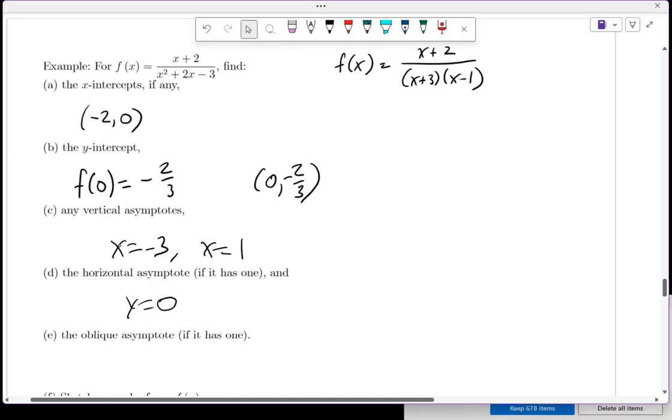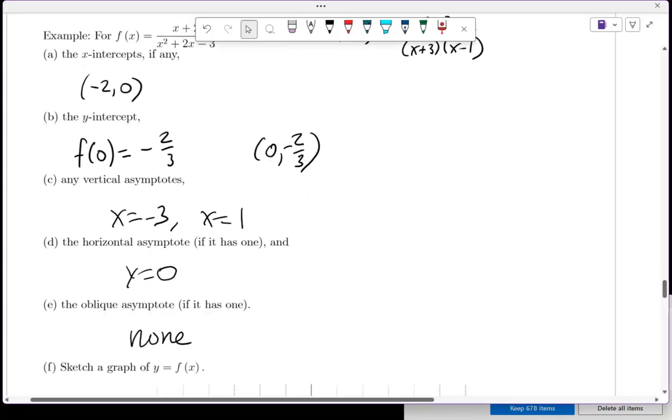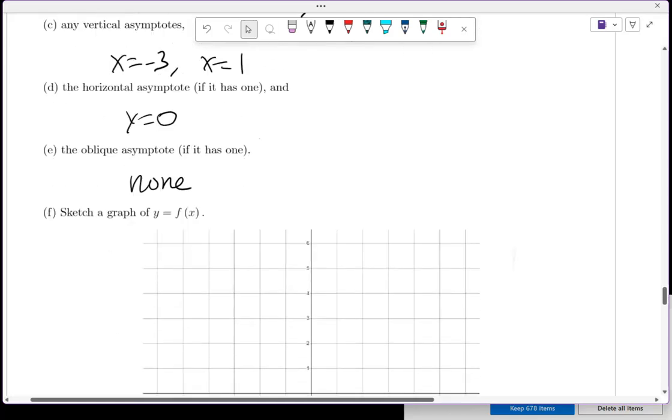Okay. What about oblique then? Again, the only time for an oblique or a slant asymptote is when what has to be true? The degree of the top has to be exactly 1 bigger than the bottom, right? Exactly 1 bigger. Otherwise, there isn't 1. All right. Now we're ready to put all this information together. At least I hope so.